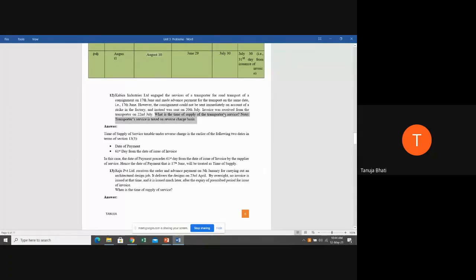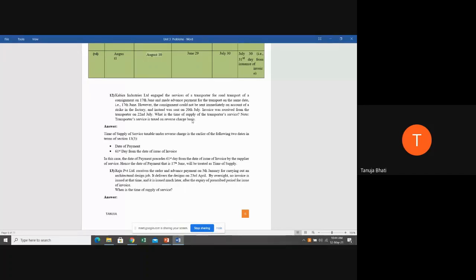What is the time of supply of the transporter service? And they are telling, note that the transporter service is taxed under reverse charge basis. So first of all, we have to see the provision of not forward charge but reverse charge. Second thing, it is in respect of services. Therefore, we need to apply which provision? We need to apply the provision of services taxable under reverse charge. So what is the time of supply of services taxable under reverse charge? It is earlier of two dates. What are those two dates?